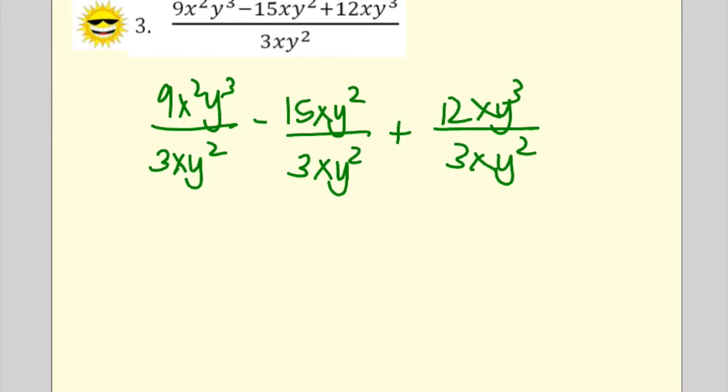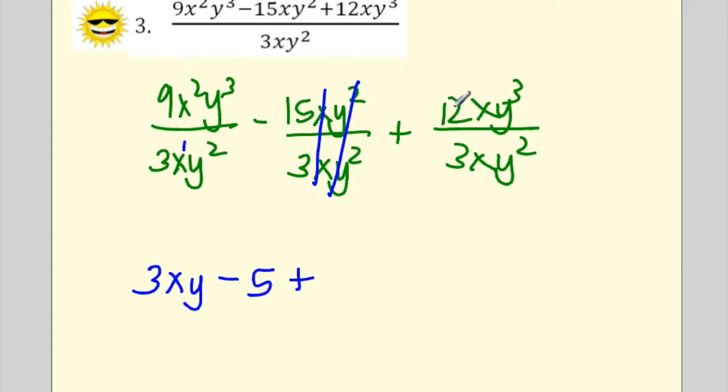And then I start simplifying. 9 divided by 3, that works. I get 3. I have x to the 1st and x squared, so bringing the smaller to the larger, I would have 2 minus 1, so I just have x. Same thing with my y's. 3 minus 2 will just give me y. Minus 15 divided by 3, that's going to give us 5. My x's will cancel. My y's will cancel because they're exactly the same.